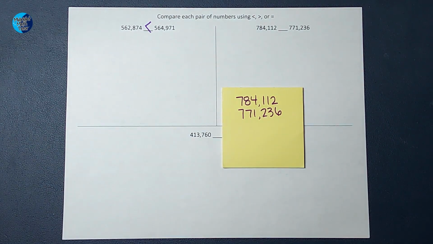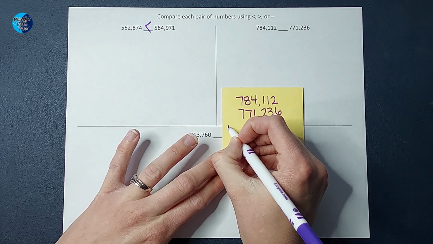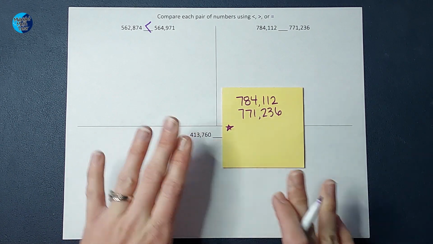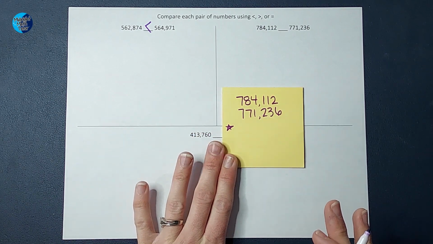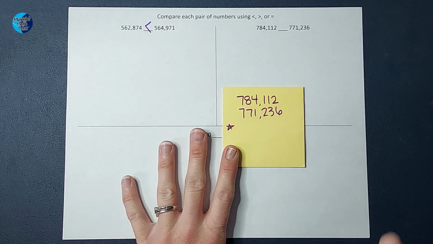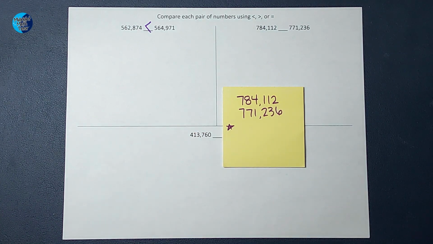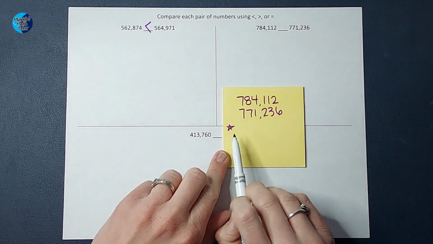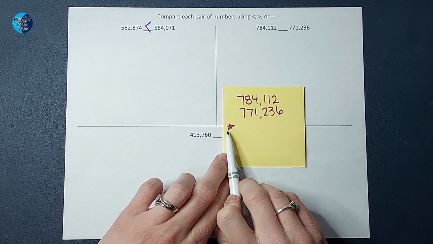And if they need it, I might even put a little star over here to help them remember to start comparing on the left side, on the bigger side, the side where the numbers are bigger, right? Now this is very similar to the other one, just without a chart. So hopefully if they need it, the star helps them to remember to start on this side.